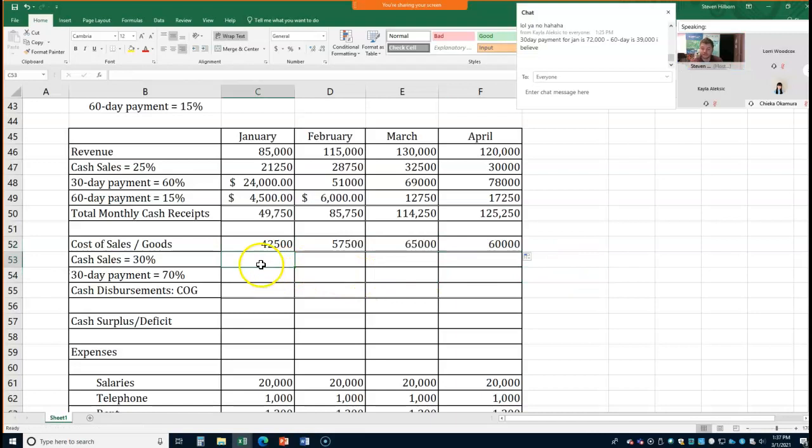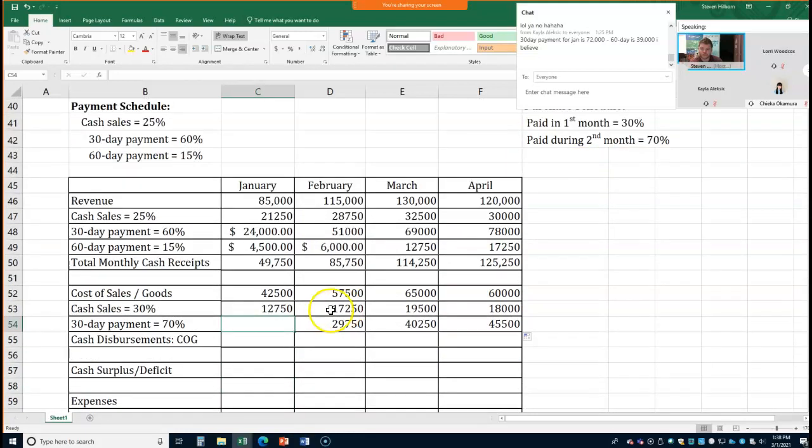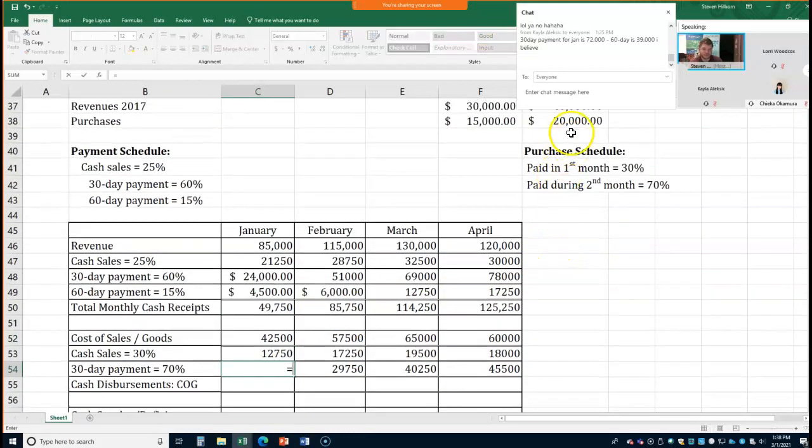And we're doing the same thing. Cash sales is 30% right away and 70% 30 days after, times 0.70. And I can pull these across and pull these across. And I only need to find out in December, my purchases were 20,000 and I owe 70% of that. So purchases times 0.7.